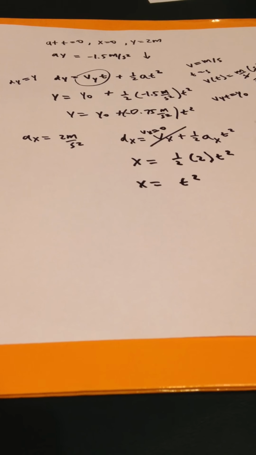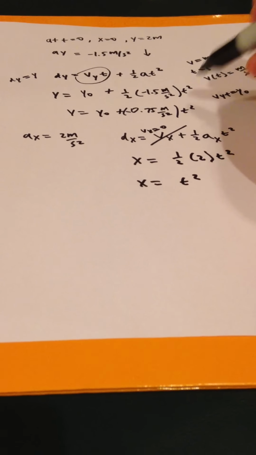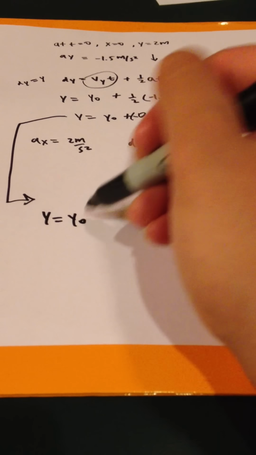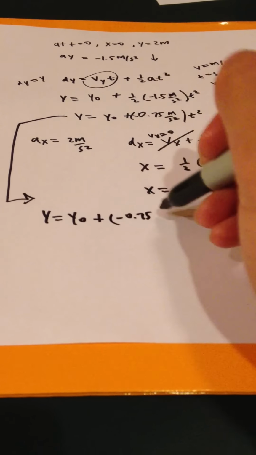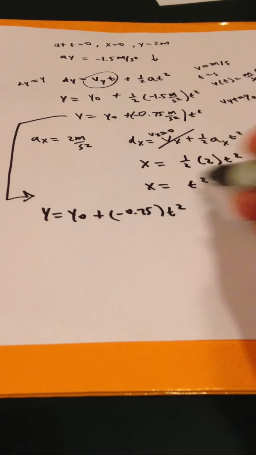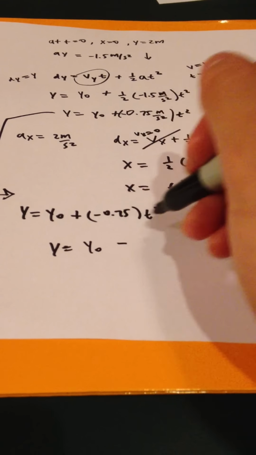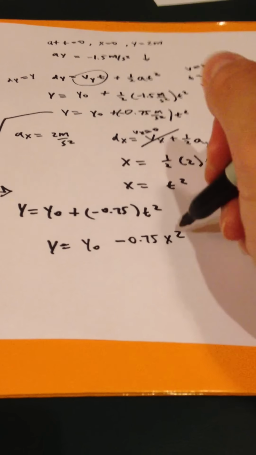And with this, you have to recognize that t squared here can be substituted for the t squared here. So let's bring back our equation and bring that down here. We have y equals y naught plus negative 0.75 times t squared. And if we substitute this in with this equation right here, we have y equals y naught minus 0.75 times x.